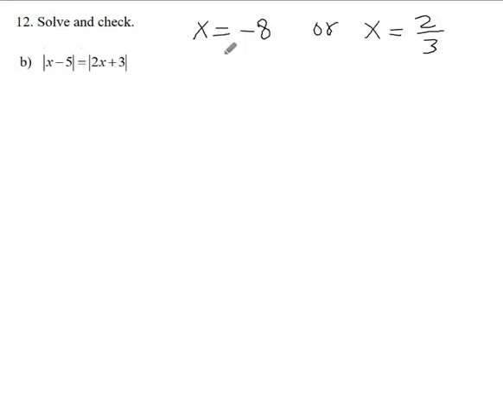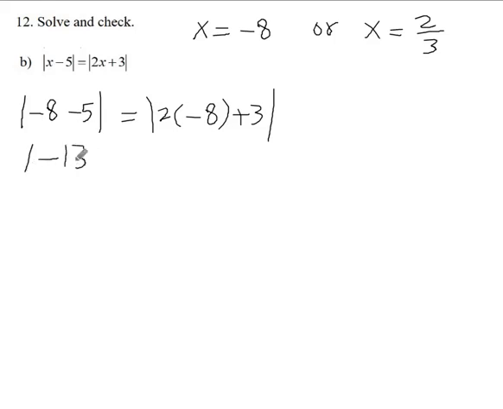Okay, here we're going to check our answer if x is equal to minus 8, if that is the correct answer. I'm going to substitute minus 8 for each x: minus 8 minus 5, absolute value of that. The right hand side we do the same thing: 2 times minus 8 plus 3, absolute value of that. We have minus 8 and minus 5, that gives me absolute value of minus 13.